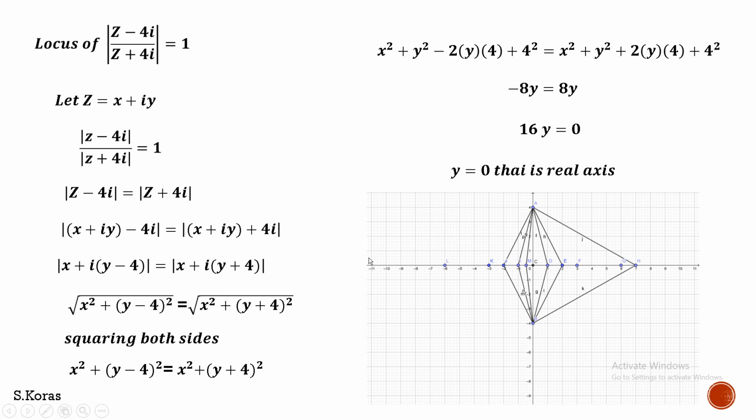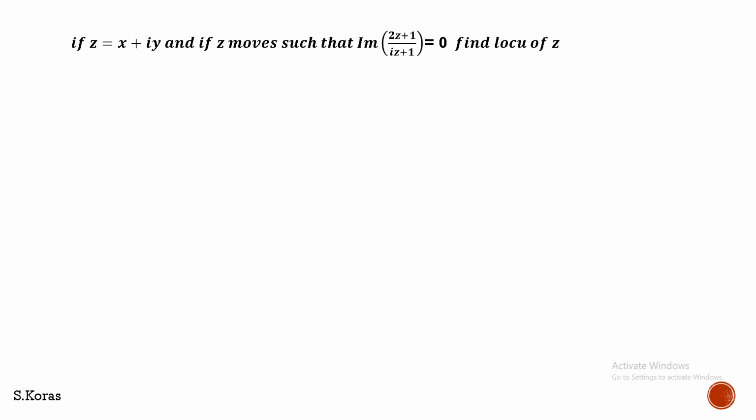Now let us see another problem. Here a point is moving such that its imaginary value should always be equal to 0. That is, z is moving such that this part's imaginary part should be equal to 0, and the question is to find the locus. How to do it? The same way, it's very simple.